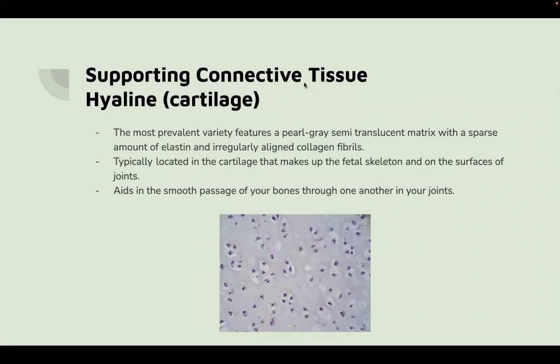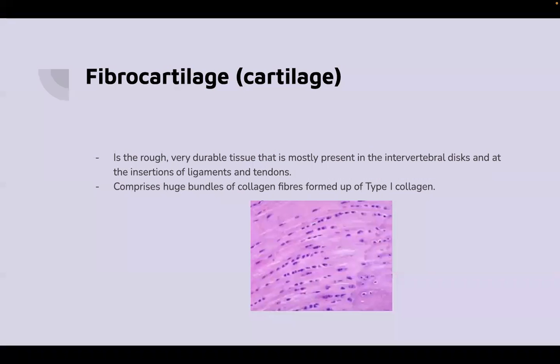It's the most prevalent variety, featuring a pearl gray semi-translucent matrix with a sparse amount of elastin and regularly aligned collagen fibers, and it can glide over smooth patches of the bones in your joints.